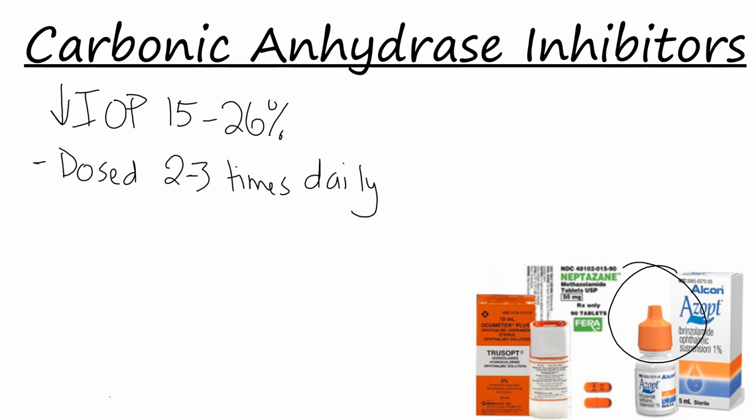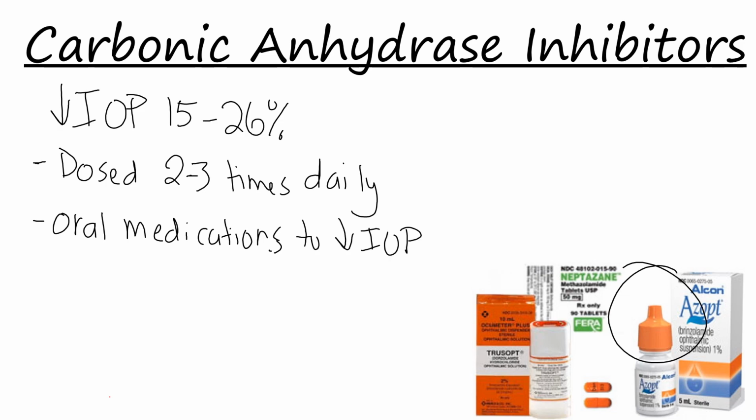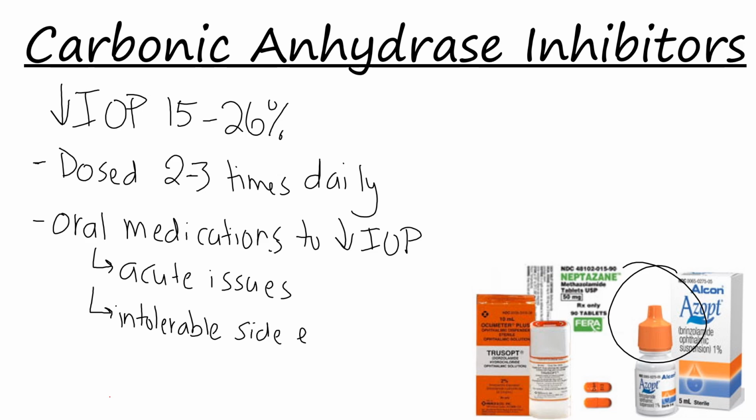Another unique thing about the carbonic anhydrase inhibitors is that this class has oral medications that can be taken with the purpose of lowering intraocular pressure. However, the systemic use of these medicines is generally reserved for acute issues such as acute angle closure crisis to lower the intraocular pressure quickly. Generally, systemic carbonic anhydrase inhibitors are not used chronically given their many intolerable side effects.